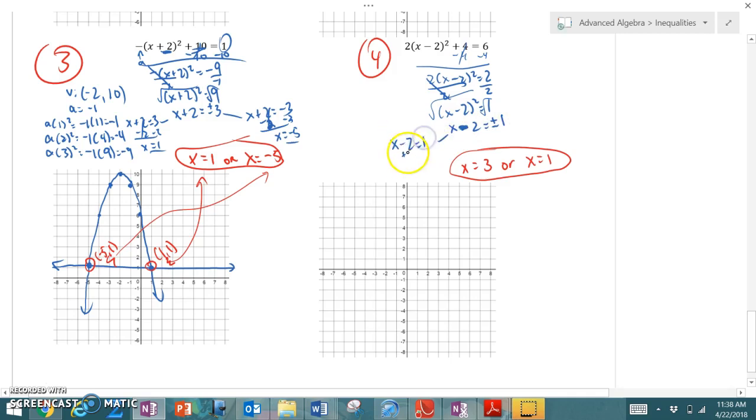If it was positive 1, I get x equals 3. And if it had been equal to negative 1, then, oh, that's a 2. I get x equals positive 1. So you can see I got those values. And last but not least, if I graph it, I would graph a line at 6.